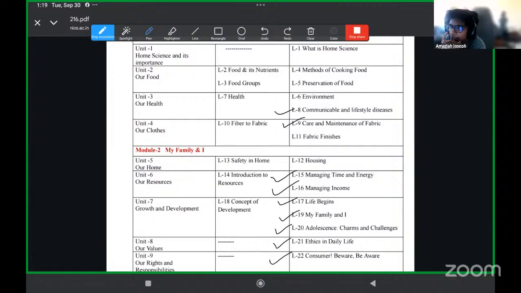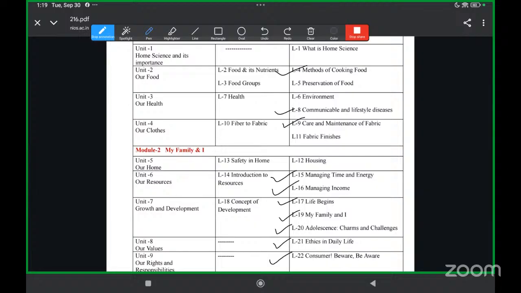Chapter 4, yes, methods of cooking food. These are the chapters that I told you about. So let's keep the first 4 chapters in the first part. That is methods of cooking food. First quarterly: chapters 4, 8, 9, and 15.